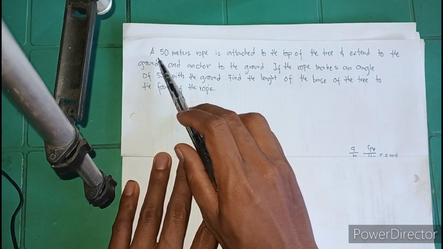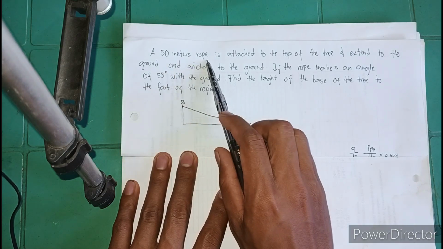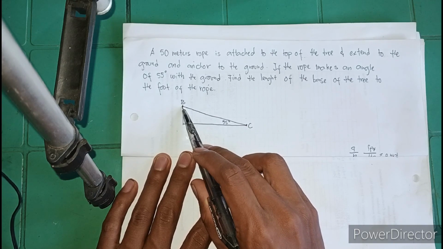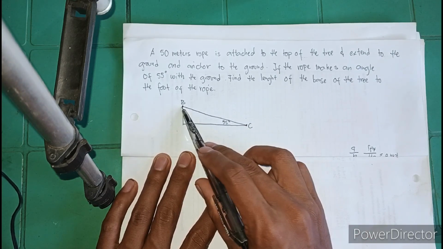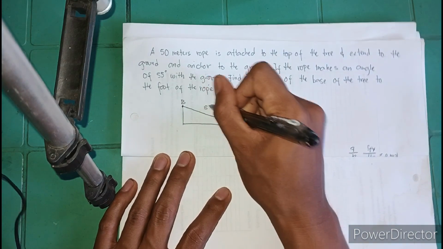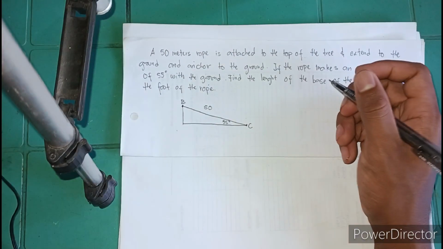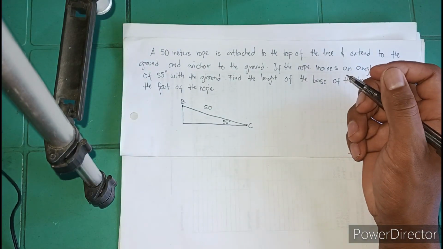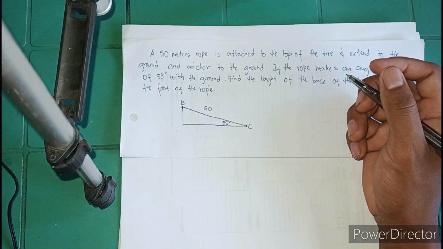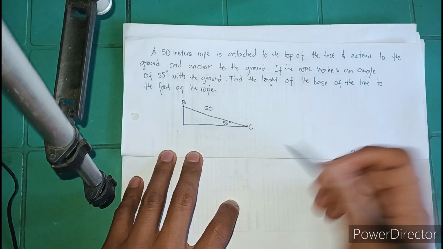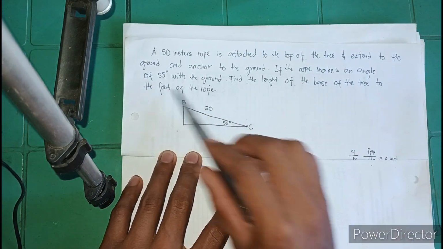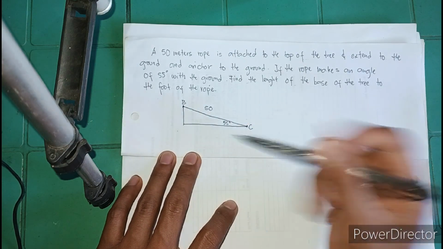And now a 50 meters rope is attached to the top of the tree. So this will be the rope attached from the top of the tree to the ground, which is 50 meters long. With this information, we are going to find the length of the base of the tree to the foot of the rope.